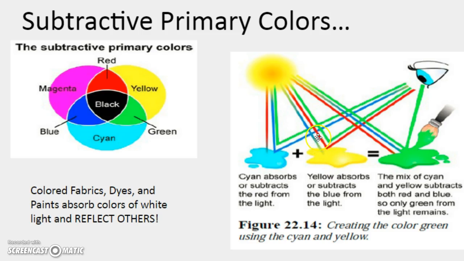Let's look at yellow. So if I have red, green, and blue, right? White light from the sun. If it shines on yellow, in this case, the yellow paint is going to absorb its complement of blue. And therefore, green and red are going to make it to our eye, and we're going to view that as yellow. So if I mix cyan and yellow together, they subtract both red and blue. So only green from the light remains. So creating the color green using cyan and yellow can be done by looking at what colors make it to our eyes. And we can view this very clearly on this picture here.